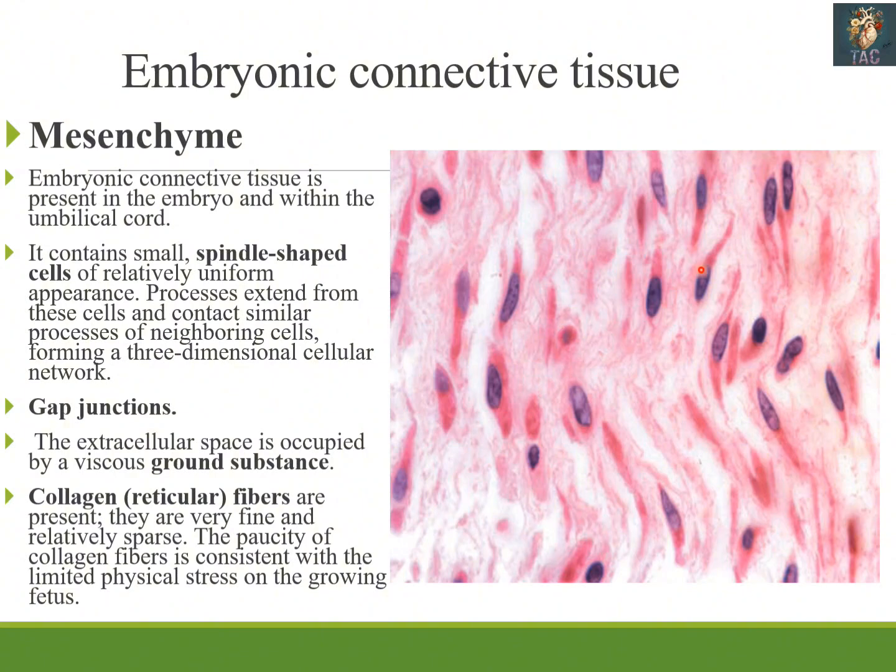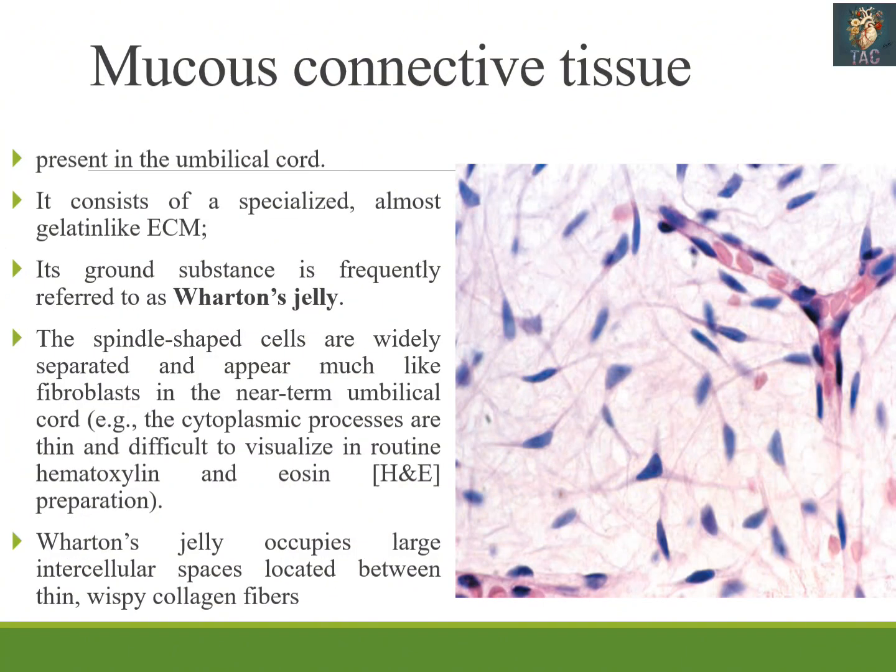So this is the embryonic connective tissue, in which you can see these cells, the fibers and the ground substance. Large amount of ground substance, large number of cells, and few fibers which are reticular in type. Then the mucous connective tissue, which is present in the umbilical cord.